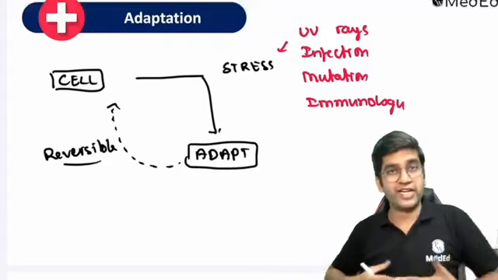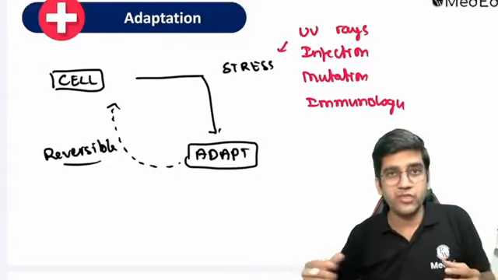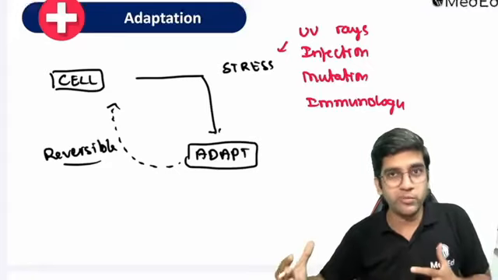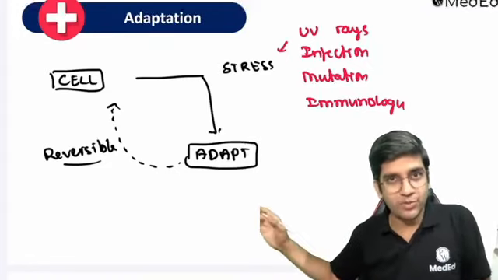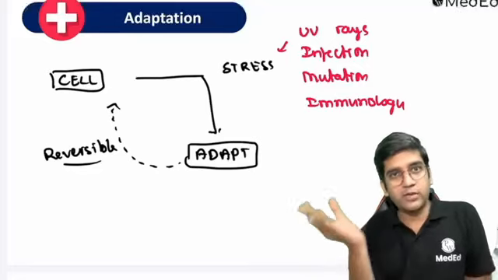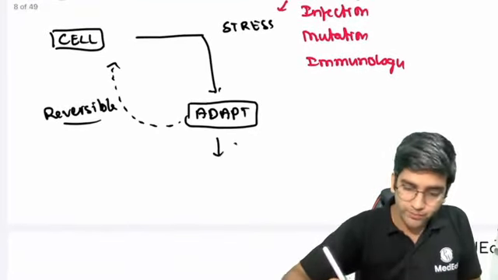All these are my etiologies. I can have various etiologies: any infection, any UV rays, any mutation, or autoimmune conditions. All of them can be stress. So whenever I have stress, a cell will adapt and go back to normal. Let's say the stress continues.